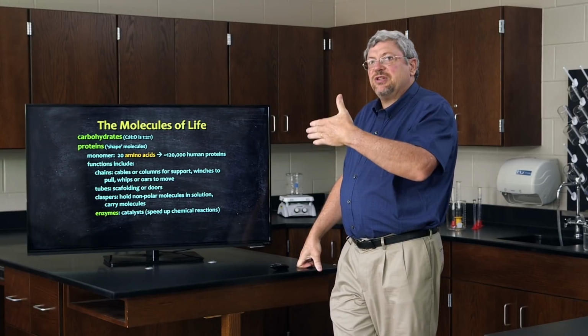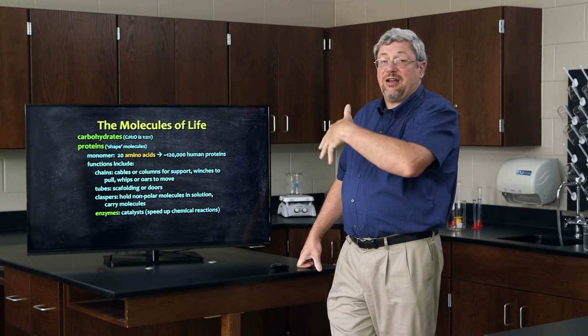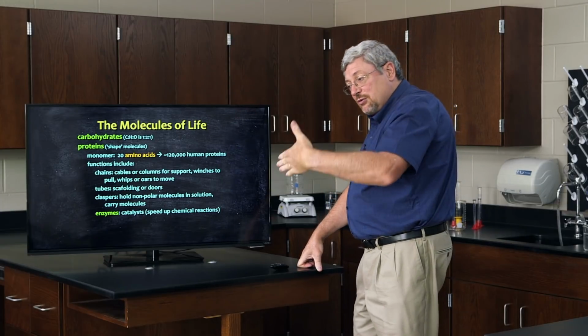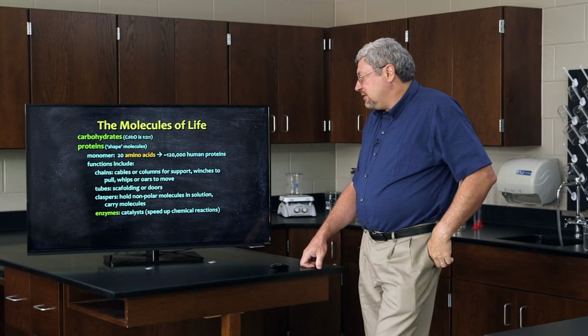We have doors in the cell. We want to go from one place in the cell to another, but we don't want to have it just wide open all the time. We want to be able to open and close it. Then the doors are made of proteins.